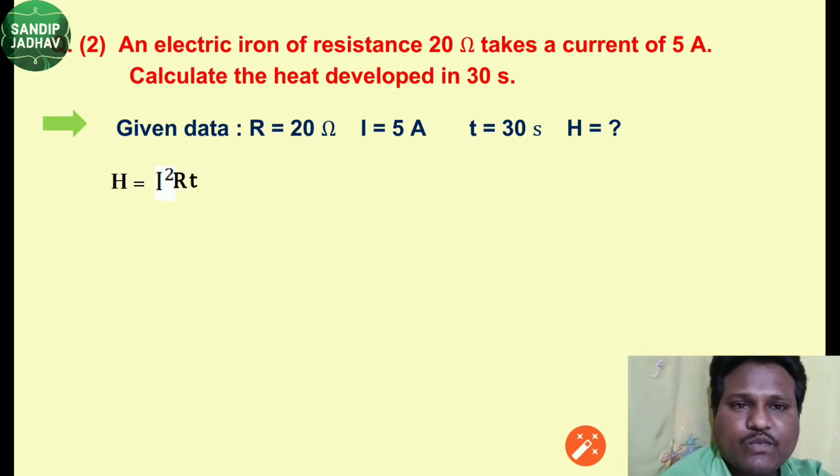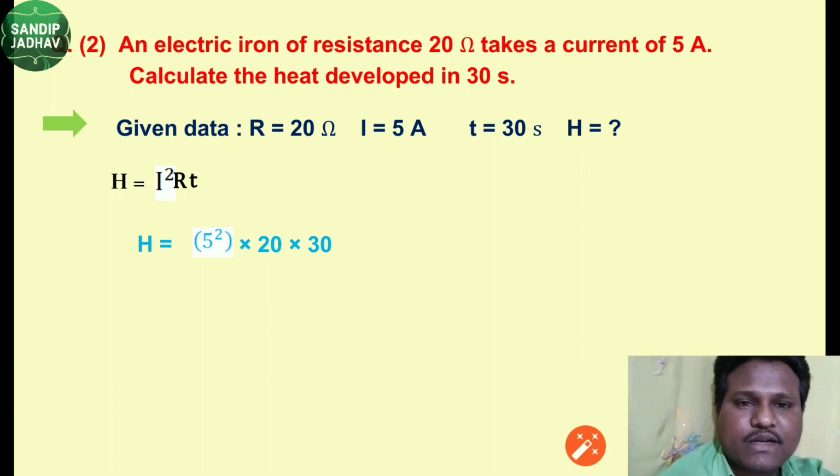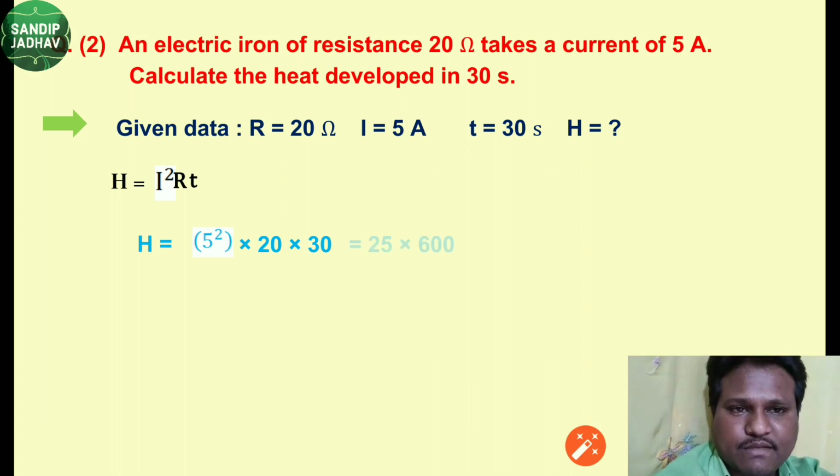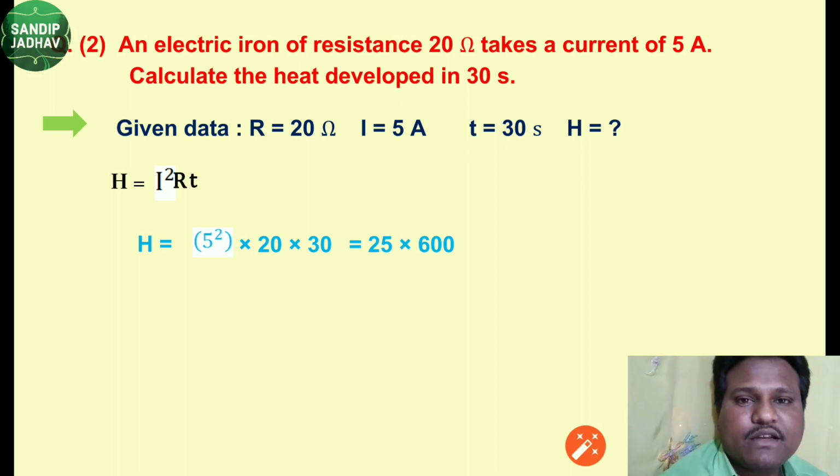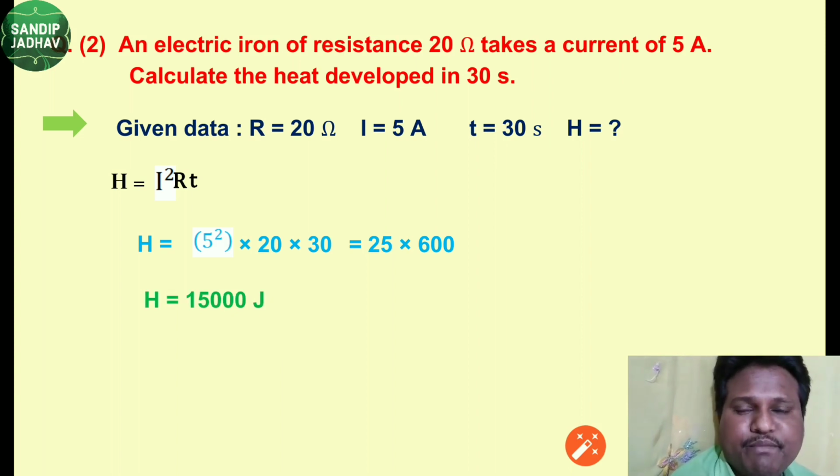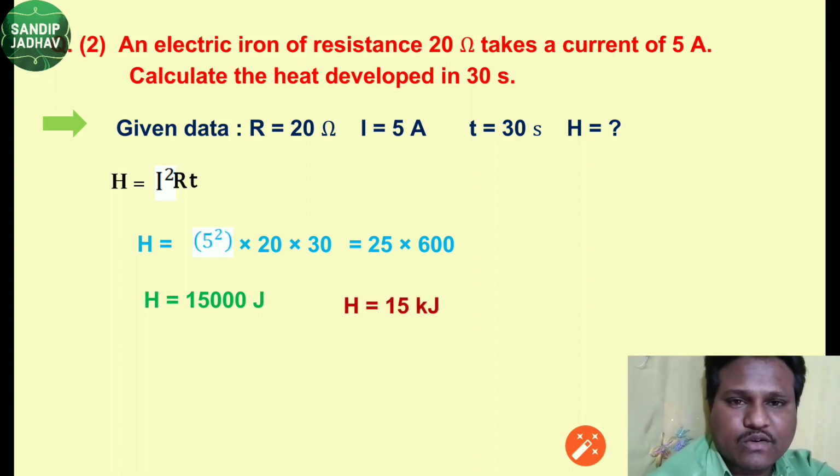So H is equal to I square RT. Just put the values: the square of current, that is 5 ampere, so the square of 5, R is 20 and time is 30 seconds. All are SI units. You must remember we should use quantities in SI units only. So we can calculate here, we will get 15,000 joule heat energy developed. As it is a very big quantity, we can write it in smaller units like 15 kilojoule. In this way we can use Joule's law of heating to solve the numericals.